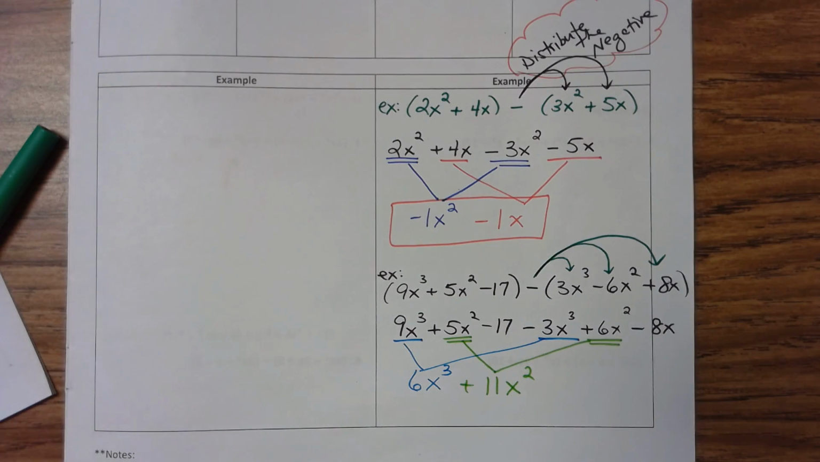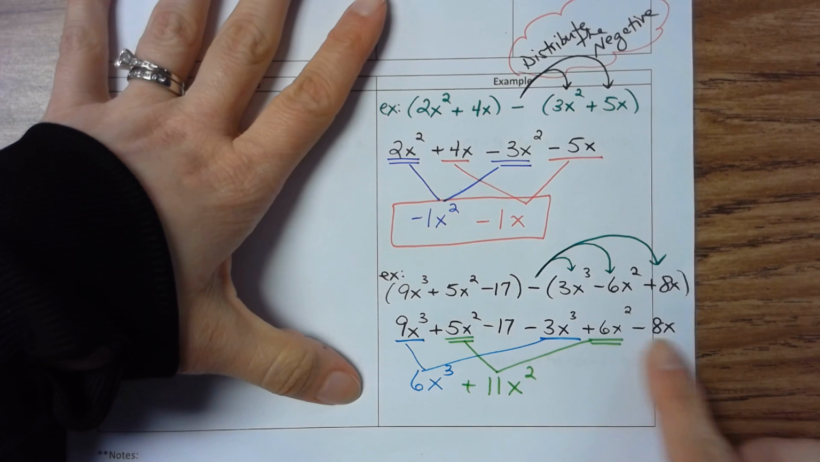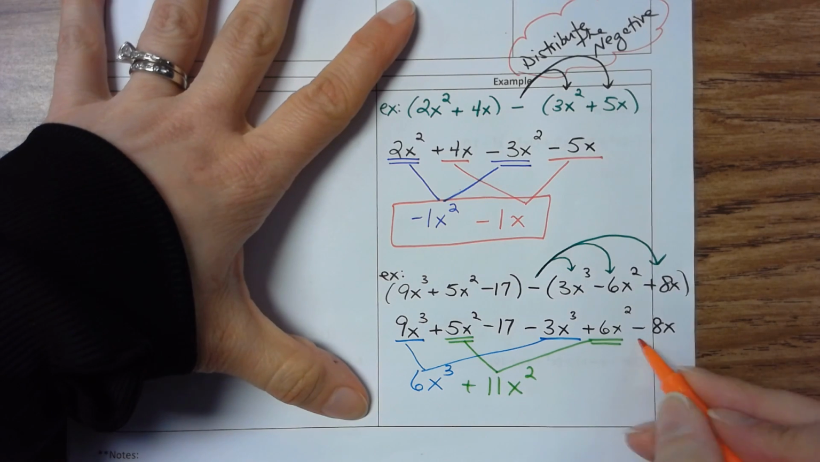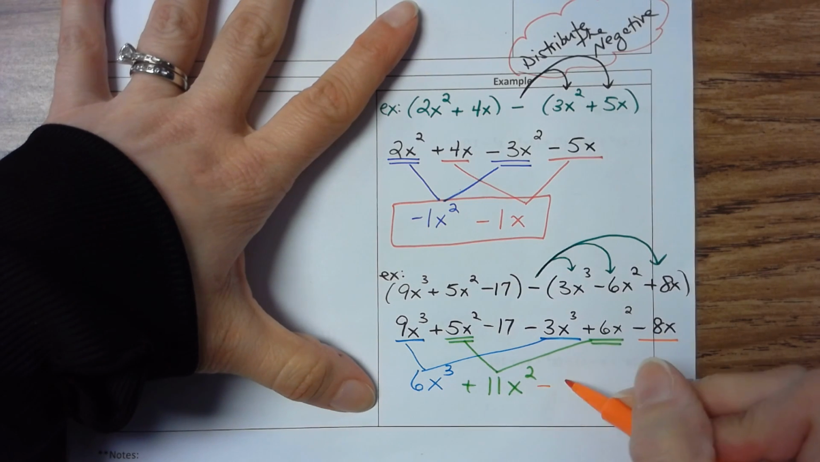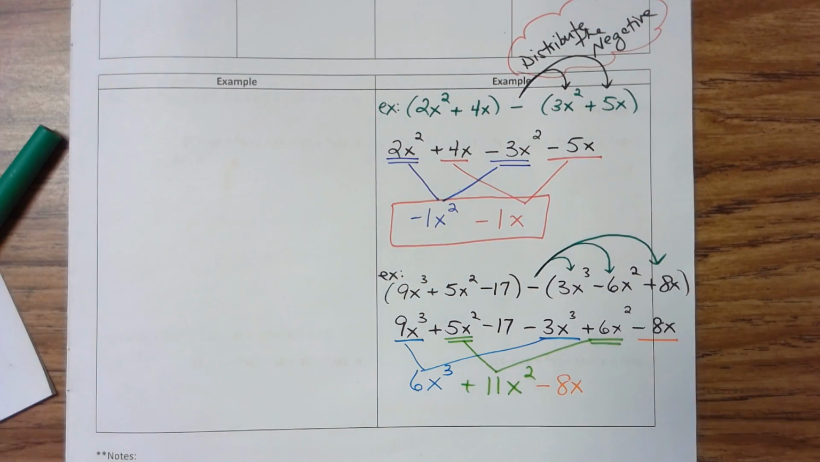Okay. After the quadratics come the linears. Do we have any x's? Oh, we just have this one term right here. There's nobody to combine with him. So I'm just going to write minus 8x all by himself.